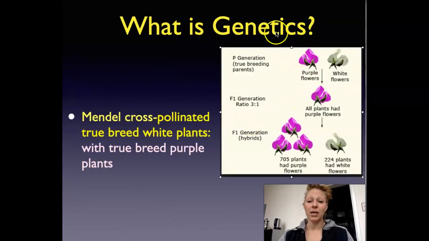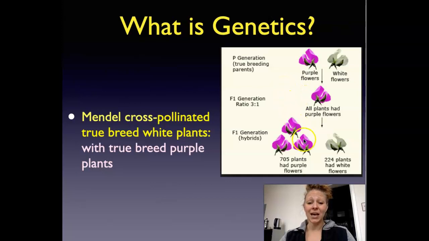So here he has a true breed purple flower and a true breed white flower. And what he did is he crossed them, or he bred them together. And what he found is that the F1 generation produced all purple flowers. He said, that's weird. So is the white flower gene lost? Where does it go? And then he took a purple flower from the F1 generation and bred it with another purple flower in the F1 generation.